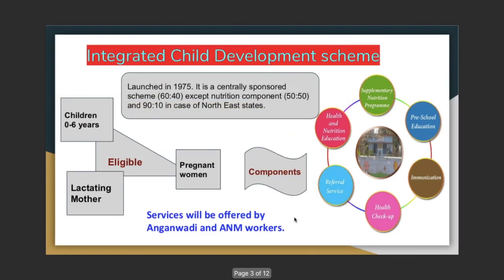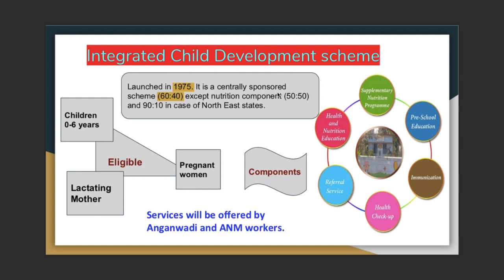Now, the important scheme, that is the Integrated Child Development Scheme. This scheme is so important that it can be asked in prelims and mains anytime, undoubtedly. It was launched in 1975 and it is a centrally sponsored scheme where the Center and the states share costs in the ratio of 60 to 40, except for the nutrition component.